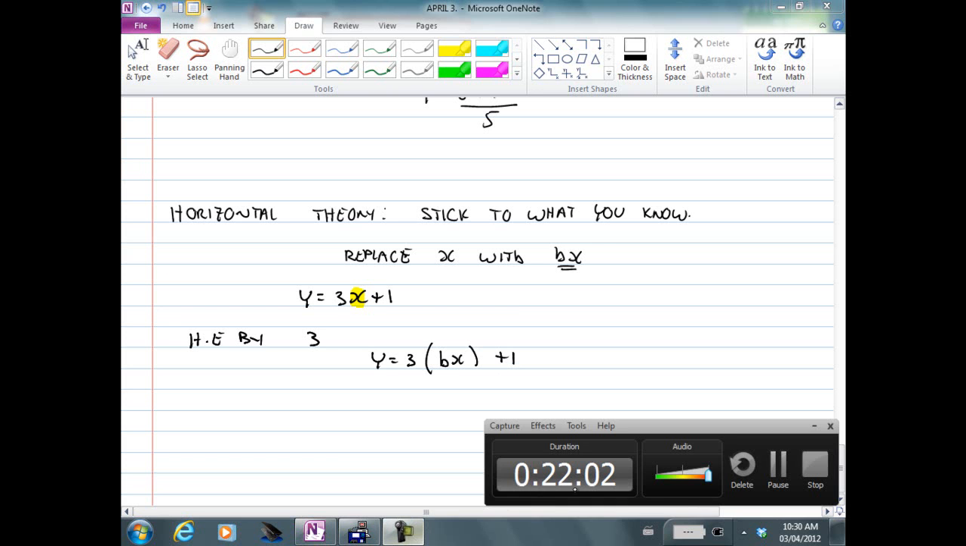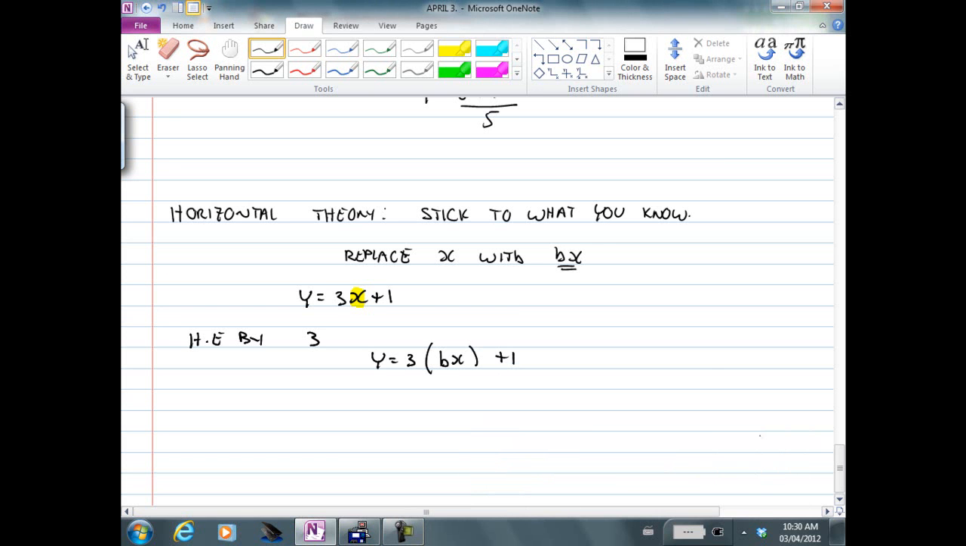Guys, I'm going to pause. Does it become x plus 1? Yes, it is. When you work with horizontal, it's the same thing as f of x. If I want expansion, we know it has to be the reciprocal. 3 times 1/3 x plus 1. So basically, this becomes x plus 1. Y equals 2. And that's your answer.